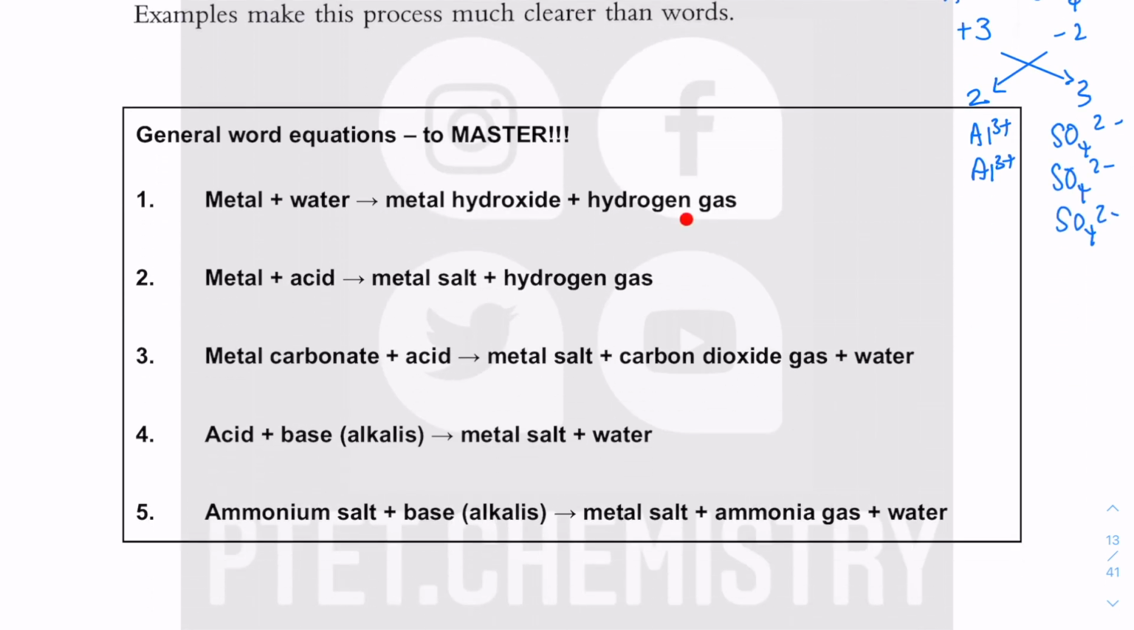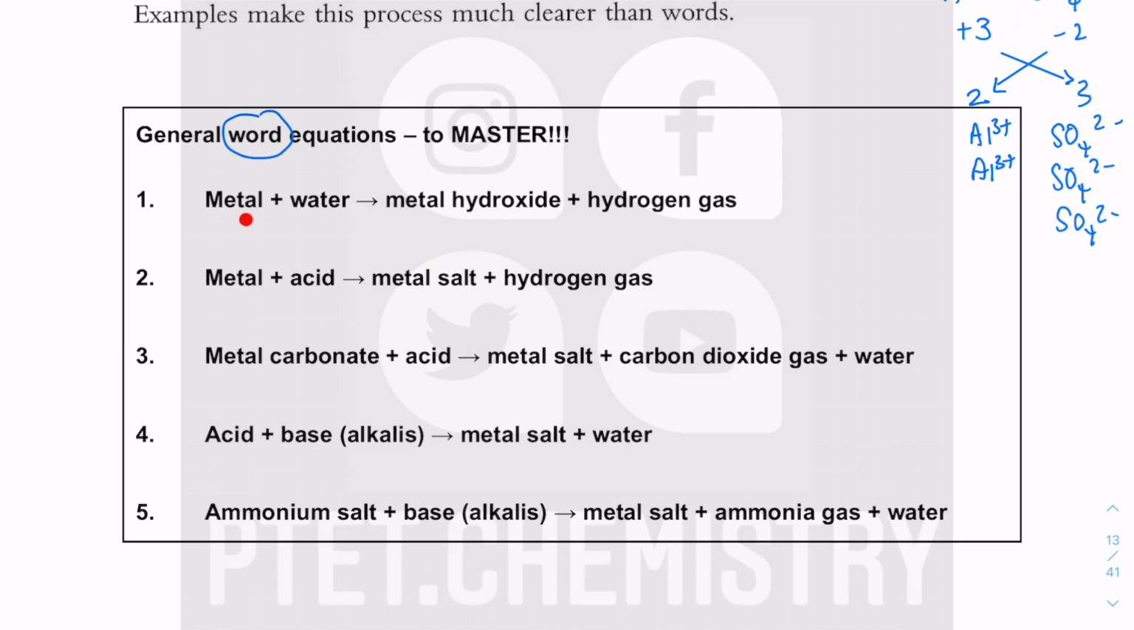There are 5 equations here. I'll just wrap up this tutorial lesson, these lecture tutorials, by quickly going through these word equations. These 5 equations are very powerful, even though they are word equations, because a lot of generalization can be made by knowing these 5 equations.